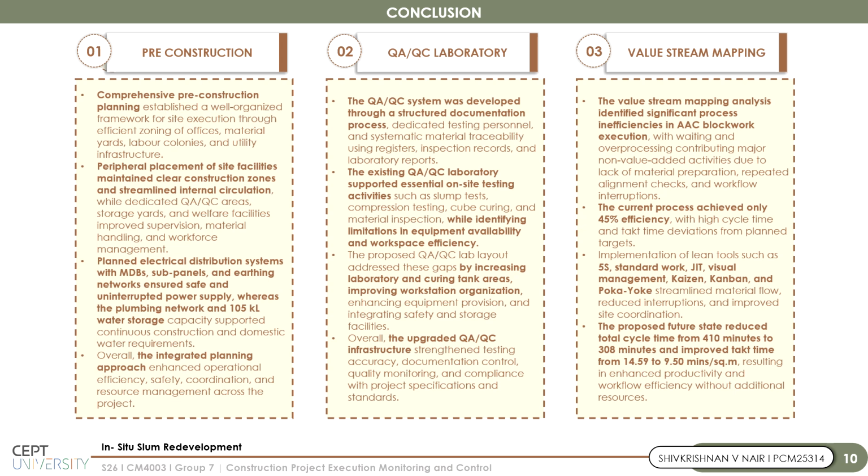infrastructure. The value stream mapping study successfully identified major inefficiencies such as waiting, overprocessing, and workflow interruptions in AAC blockwork activities. Implementation of lean construction tools significantly reduced cycle time, improved takt time, and enhanced productivity without requiring additional manpower or resources. Overall, the study highlights how proper execution planning, quality monitoring, and lean construction practices can improve efficiency, coordination, safety, and overall project performance in large scale development projects.